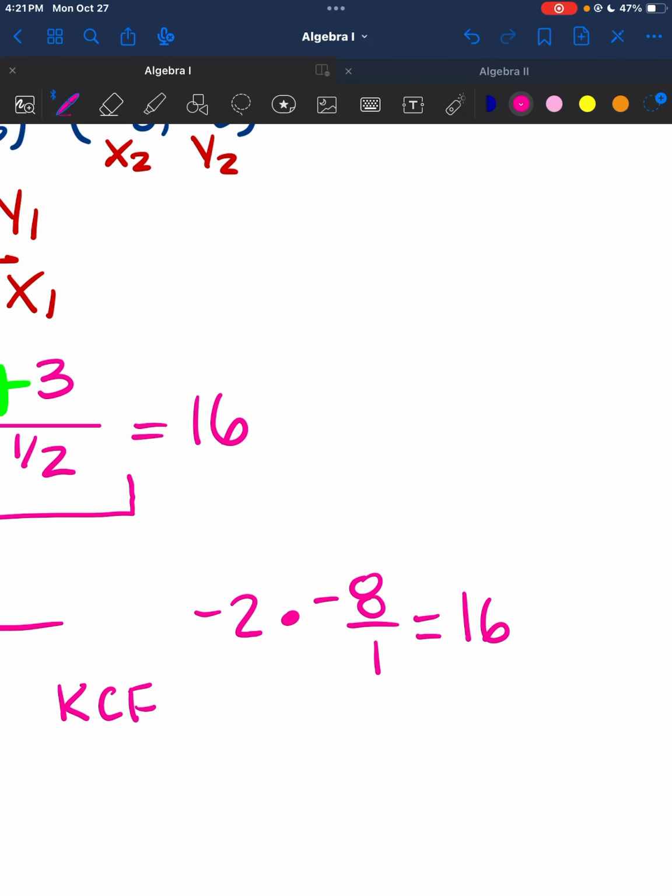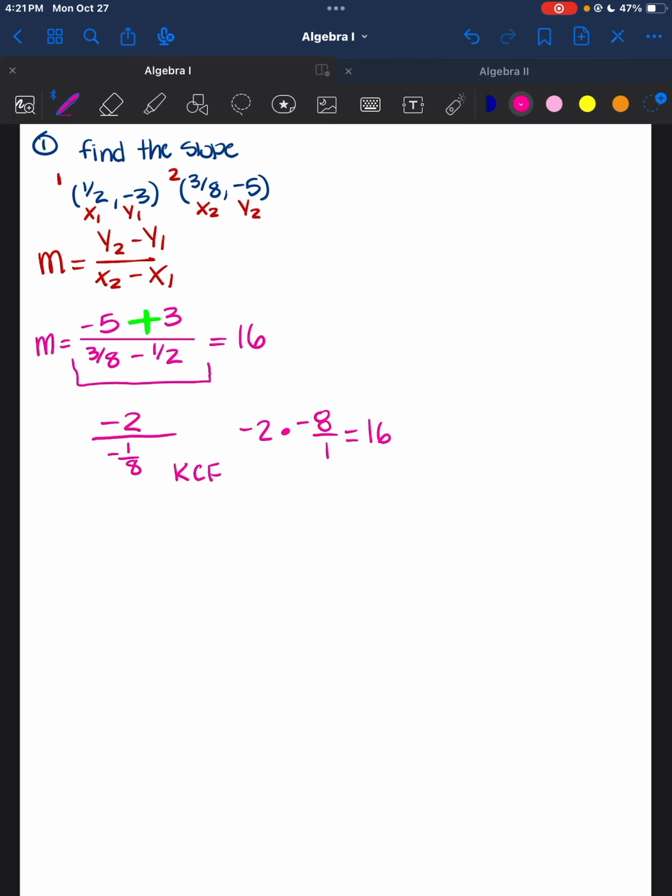If you didn't do it by hand, that's okay. I don't expect you to. I have not talked about fractions. We don't have a fractions unit in Algebra 1. This is a 7th and 8th grade concept that's just getting brought back again. So our m here is 16. For my final answer, I would write m is equal to 16. That's all you do, and that's finding slope for anything.